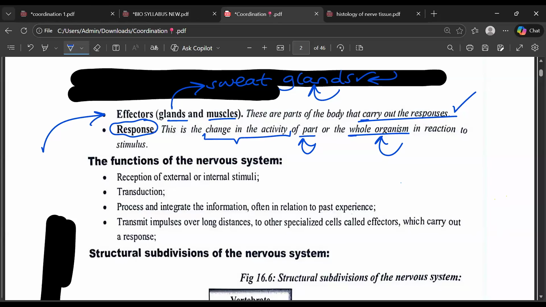It's either part or the whole organism. And you're responding, of course, in reaction to the external change or internal change of the environment, either the external or internal environment. So, make sure those words make sense. Then later you will read to do what? To master the work.